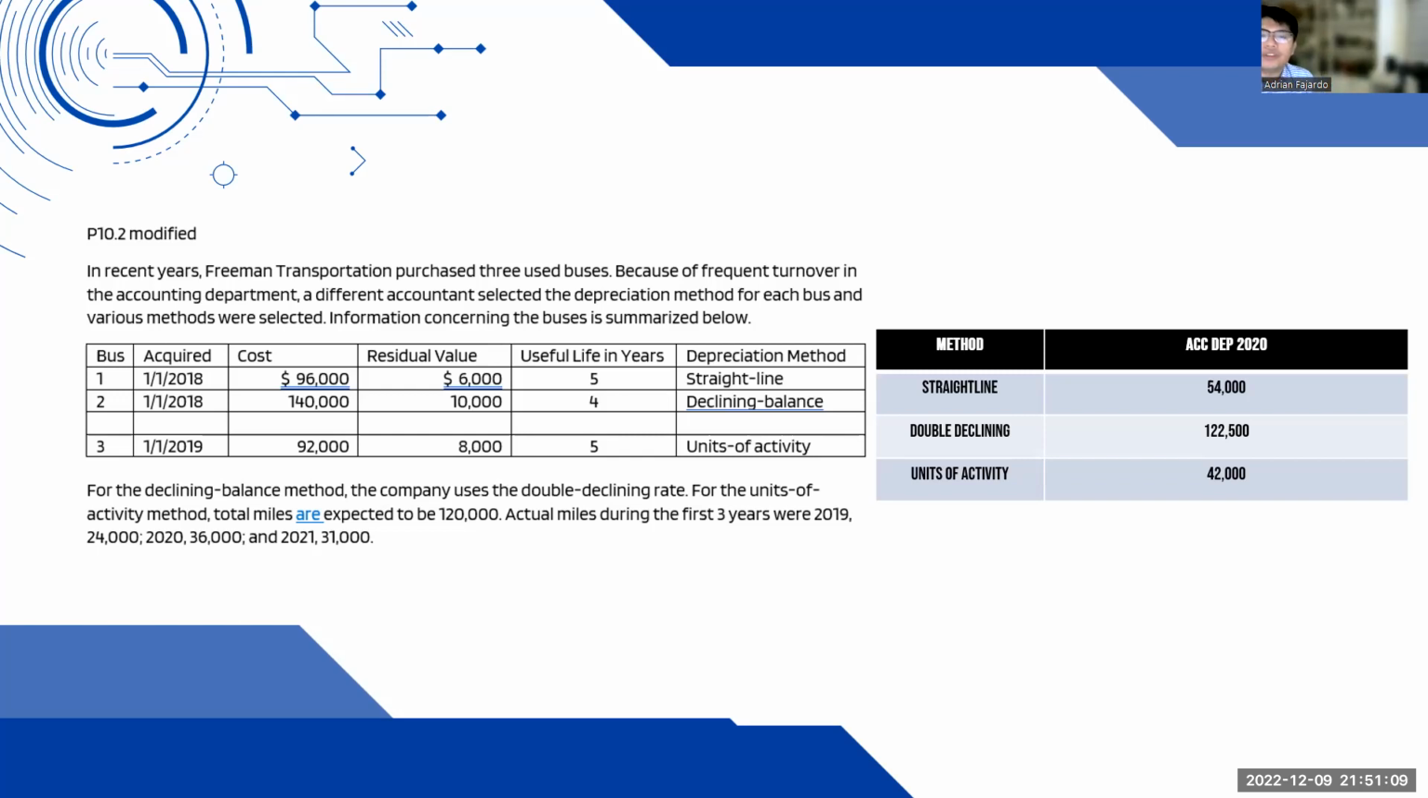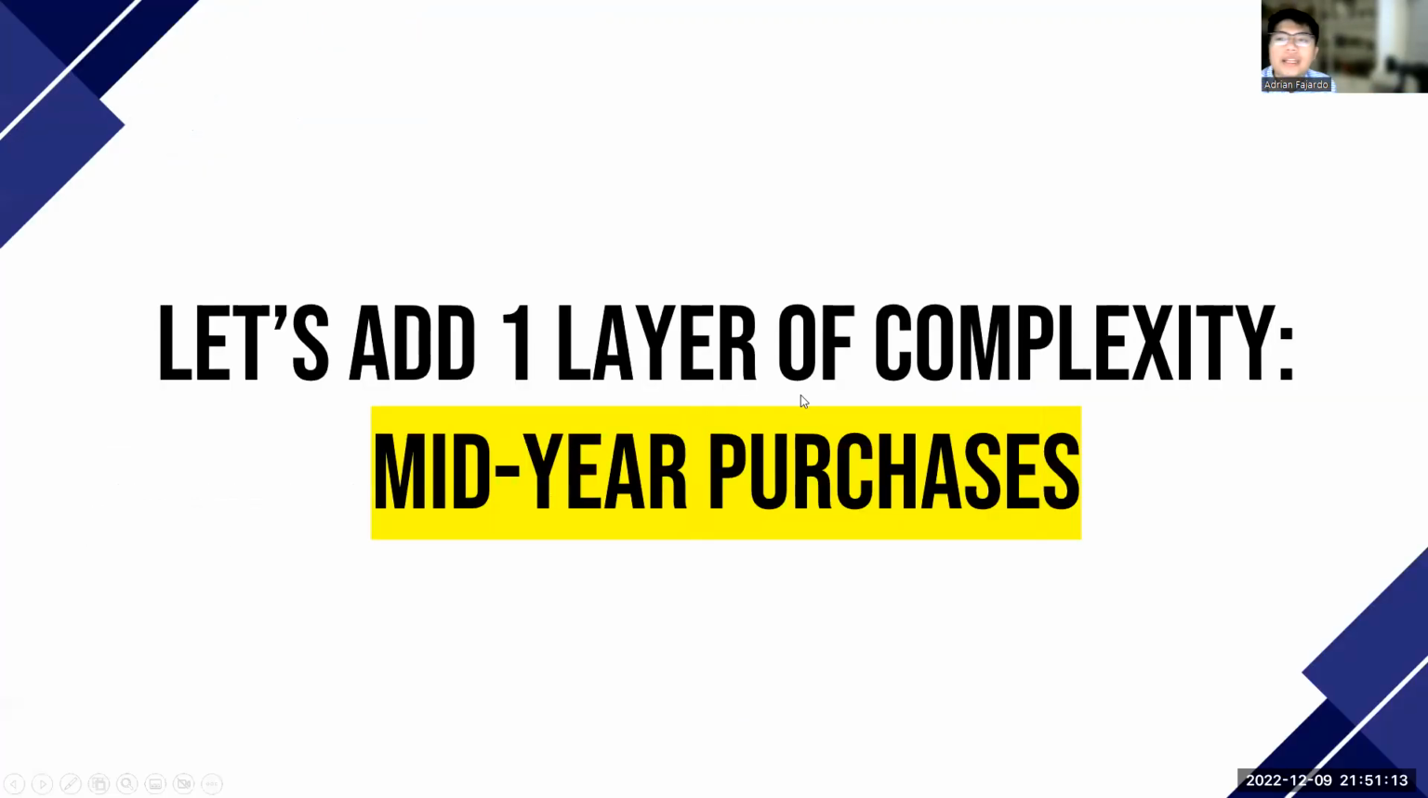So now we move on to the second complication in the same problem. Let's add one layer of complexity now that we've reviewed the basics. What if it's a mid-year purchase? Honestly, be afraid of mid-year purchases when it's straight line or double declining, because only those two have the effect. So after this, please revisit the discussion about mid-year purchases. Please make sure you know the difference between a mid-year purchase and a January purchase.